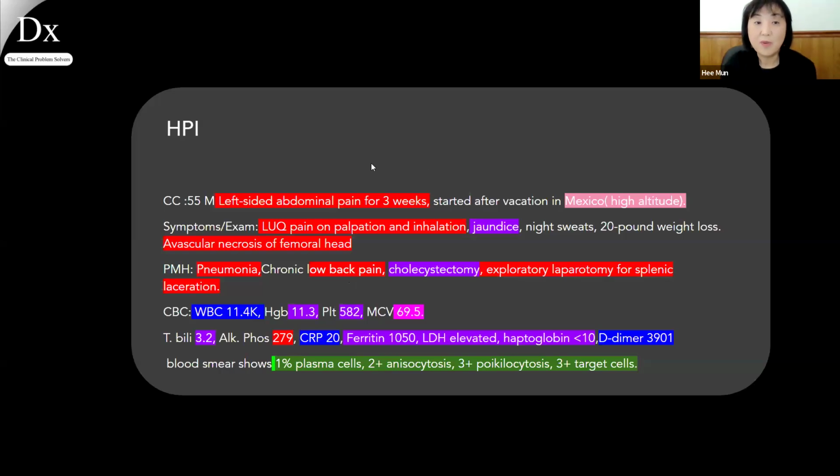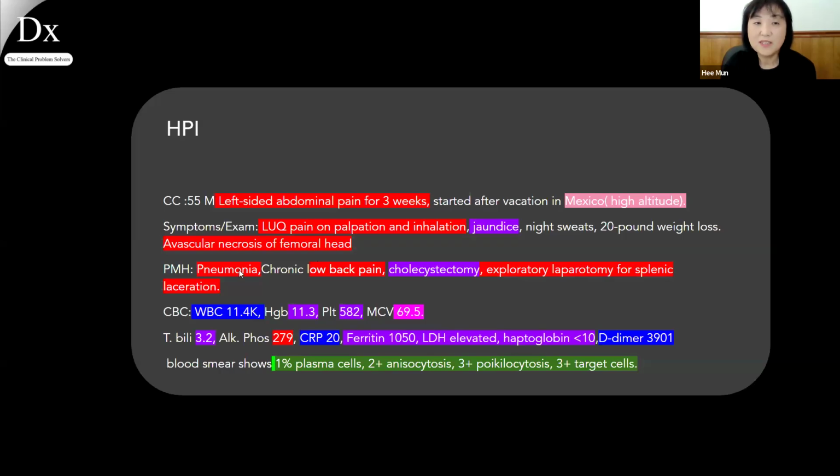Yeah, so let's go back to our patient. Our patient was a 55-year-old male with left-sided abdominal pain for 3 weeks, who visited Mexico at high altitude. The symptom was left upper quadrant pain on palpation and inhalation. So these are related to splenomegaly, and the high altitude caused hemoglobin S polymerization and dehydration, right? And jaundice can be caused by hemolysis, and avascular necrosis of the femoral head is a vaso-occlusive symptom.